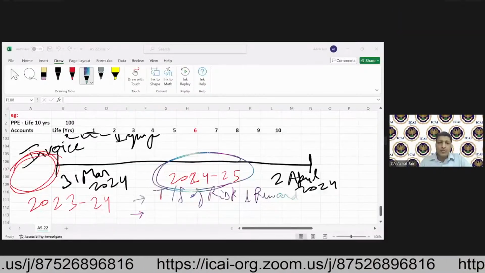Preeti is asking about accumulated profit. I think the accumulated profit that I was discussing was in the context of tax losses. So let me go to that file once again and explain to you what that accumulated profit was.